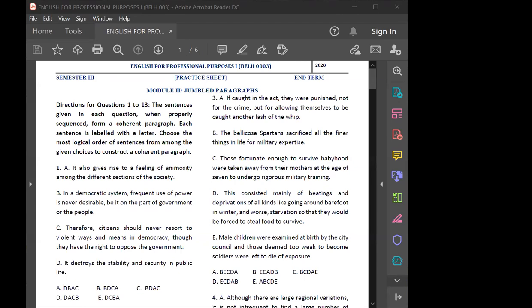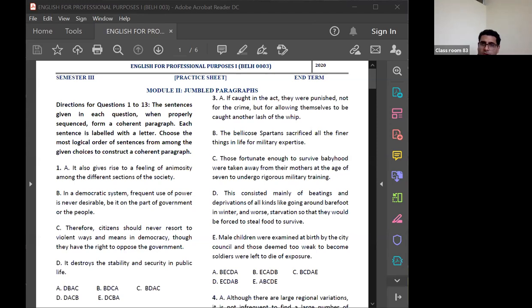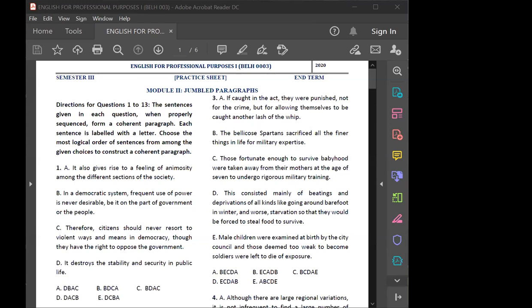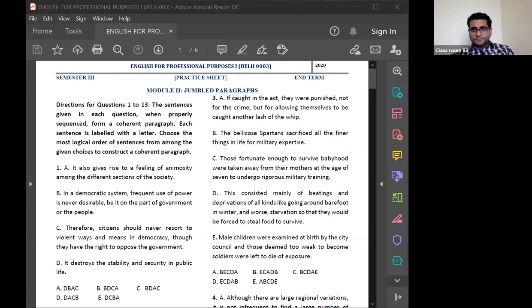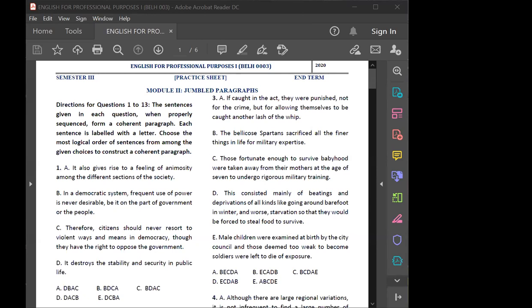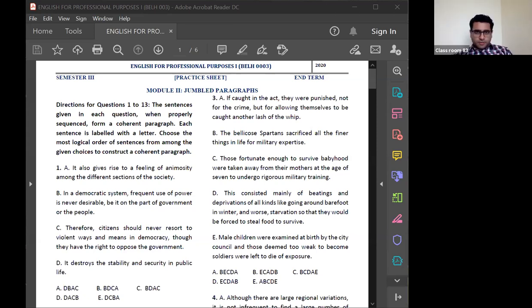Sir, option B. Because we cannot start with it, also option A, because it is started from it, also gives the rise to A, but we don't know what we are talking about in this sentence. Or in second option, it is from the starting of a sentence. In a democratic system, frequent use of power is never desirable, be it on the part of government or the people. So we can consider it as a starting. Option number B. Okay.